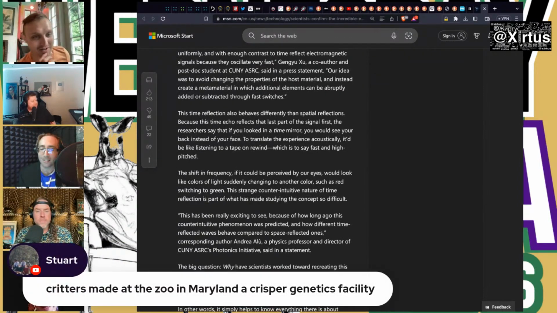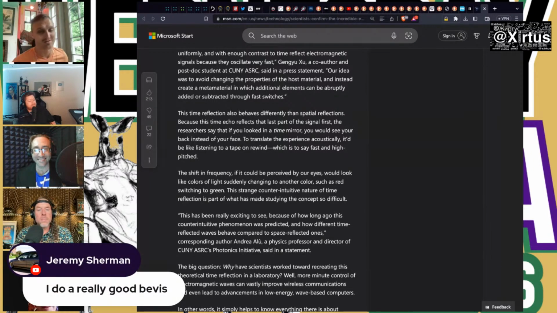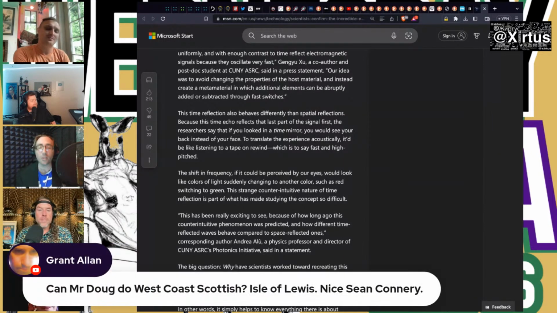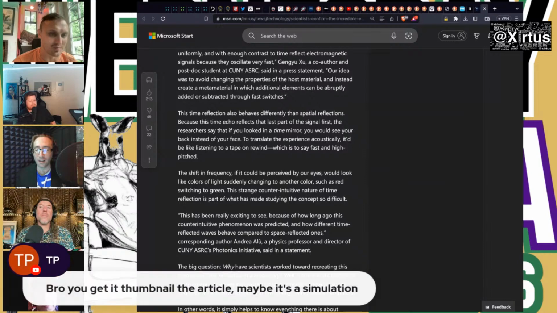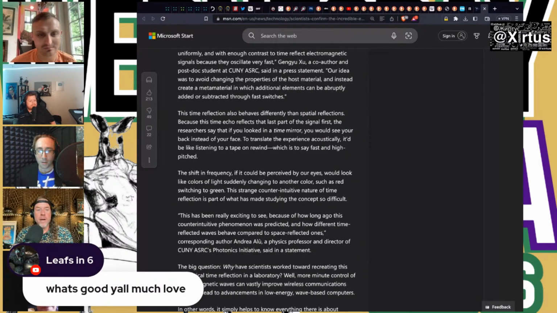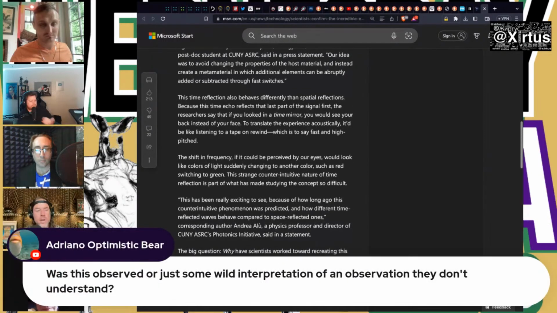So the time reflection also behaves differently than spatial reflections because the time echo reflects the last part of the signal first. The researchers say that if you looked in a time mirror, you would see your back instead of your face. I don't get that at all. I see what you're saying though. So you see the beginning of the signal being sent. Is that what's going on? I understand that when they're detecting the signal bouncing back, they're seeing the end of it first, so they understand that it's a reflection, but I don't understand how your back is a reflection of your front.